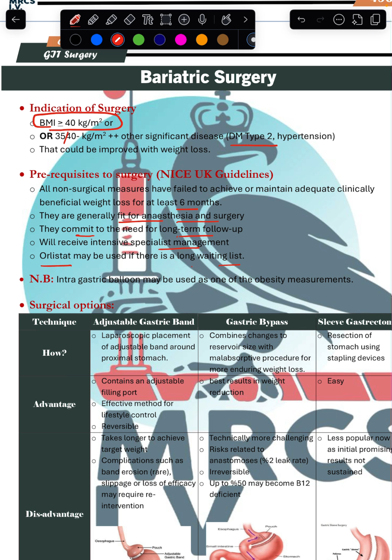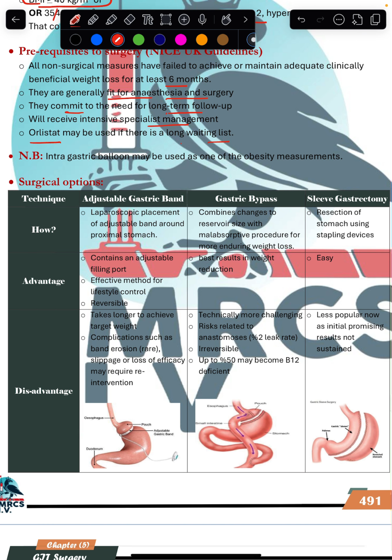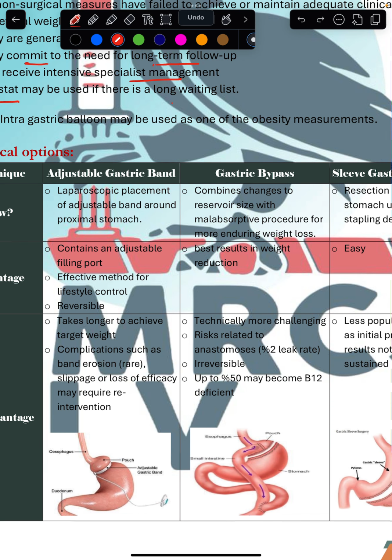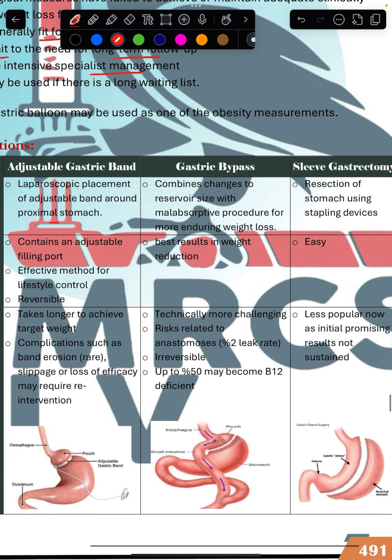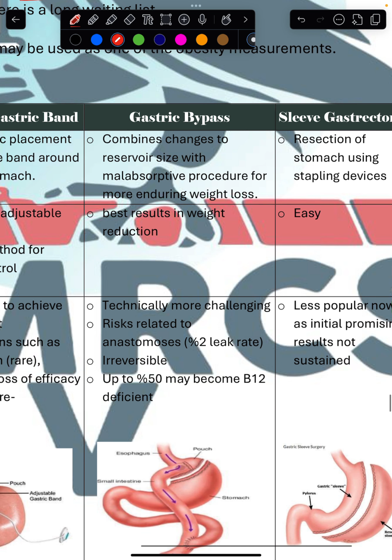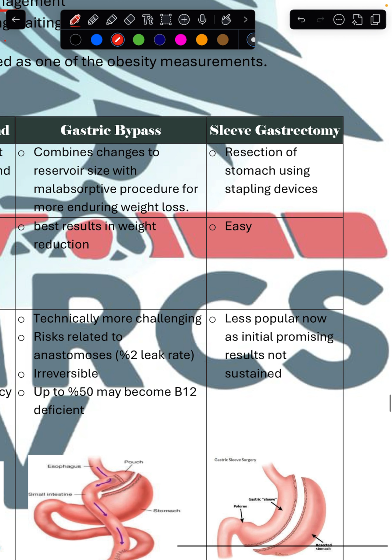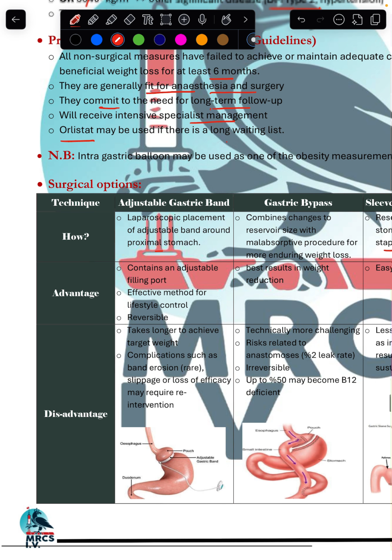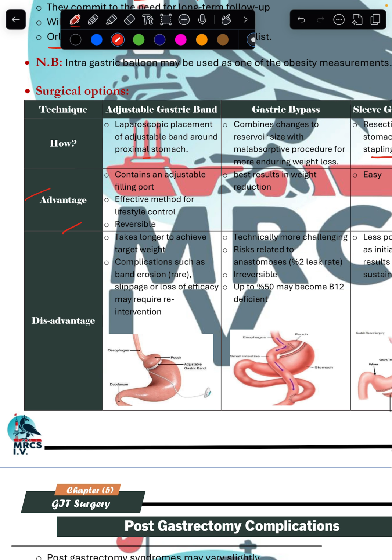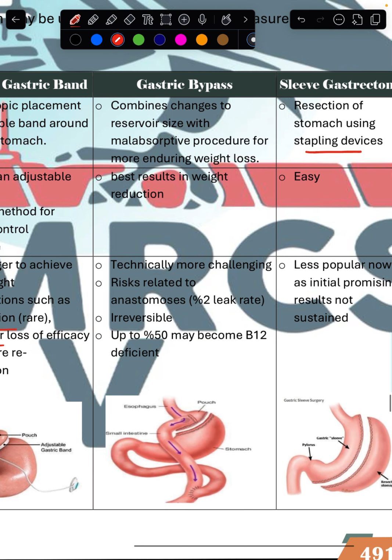Surgical options. What are the other surgical options? Gastric bands were previously used: laparoscopic placement of adjustable bands around the proximal stomach. Then gastric bypass combines changes to reservoir size with a malabsorption procedure for more enduring weight loss. Sleeve gastrectomy is resection of the stomach using a stapling device. The advantage of the gastric band is that it is easily adjustable, but it may not achieve the targets, and there may be erosion and slippage.